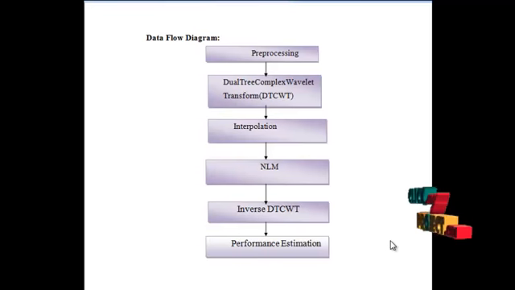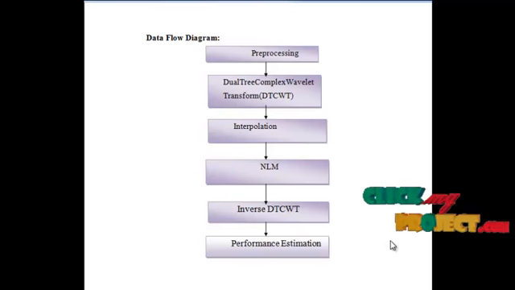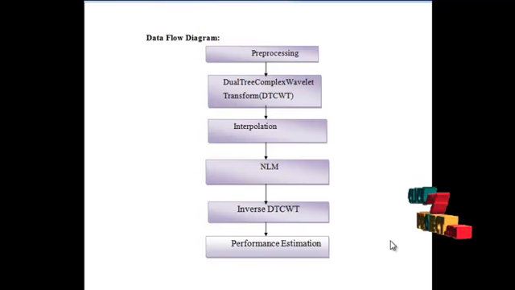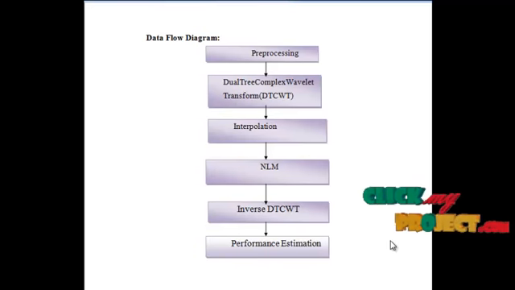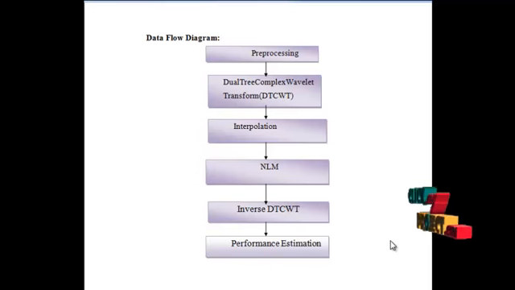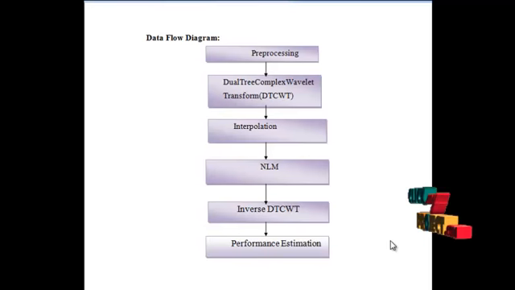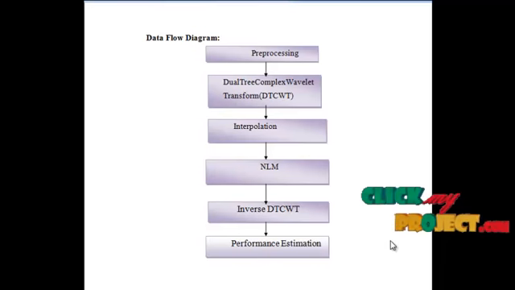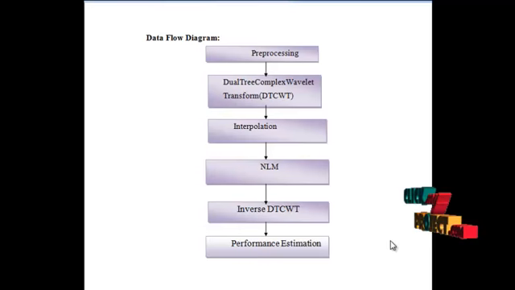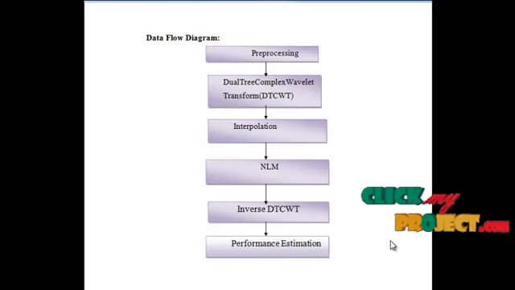Now we discuss performance estimations. These results are estimated using MSE and PSNR formulas. Peak signal to noise ratio, often abbreviated PSNR, is an engineering term for the ratio between the maximum possible power of a signal and the power of corrupting noise that affects the fidelity of its representation. Because many signals have a very wide dynamic range, PSNR is usually expressed in terms of the logarithmic decibel scale.